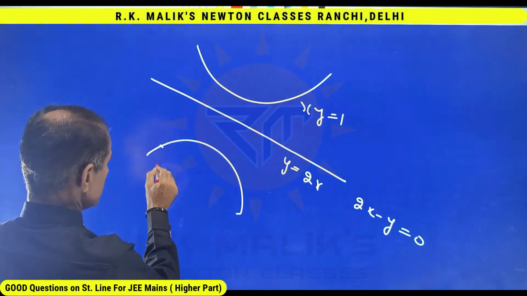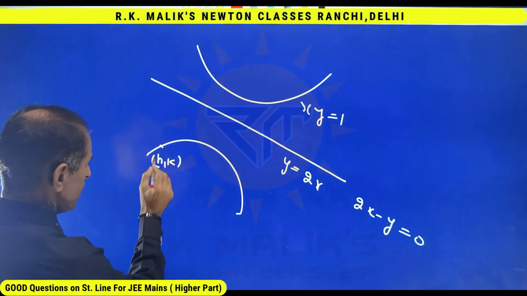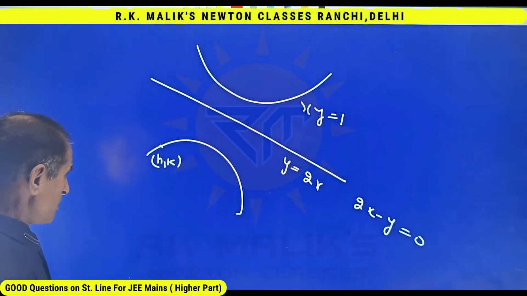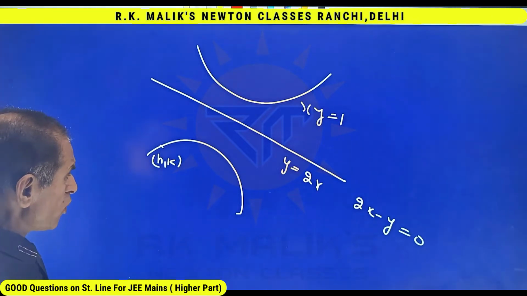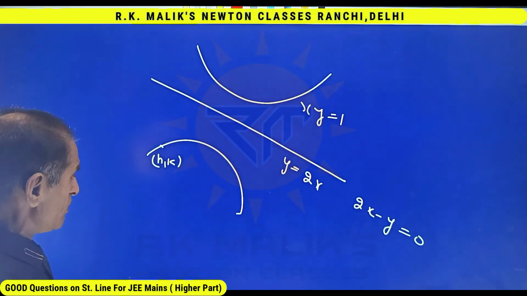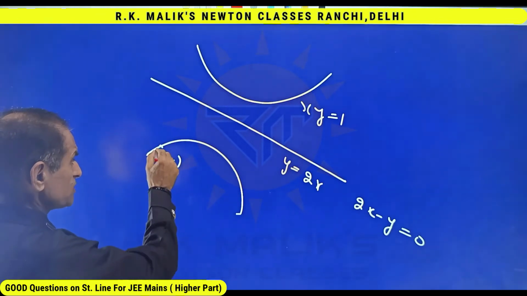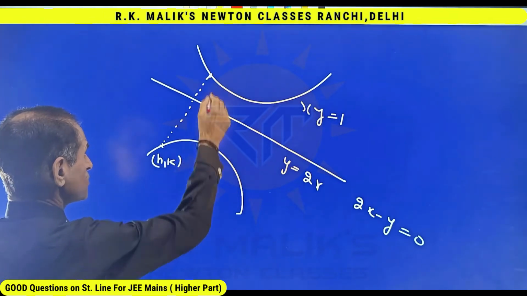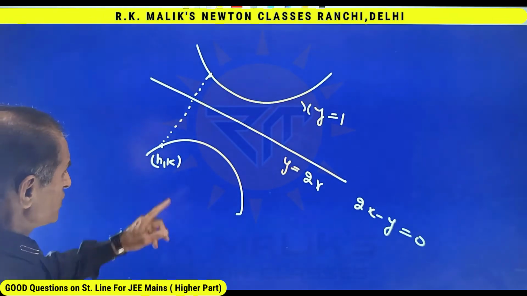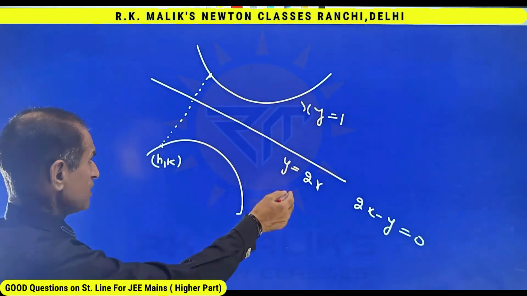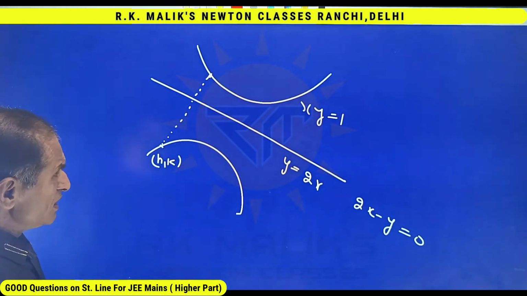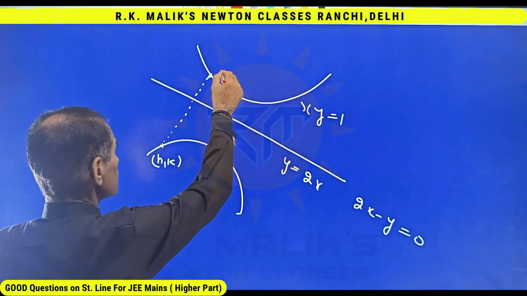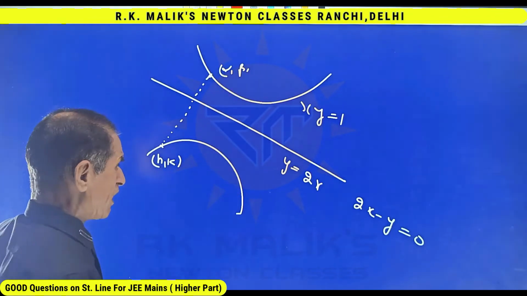Let (h, k) be any point on the curve. Your main aim is to find the relation in h and k which is not containing any other variable except h and k. If this is the point (h, k), this point which is the mirror image of (h, k) in this line can easily be found in terms of h and k. Say this point is suppose (alpha, beta).